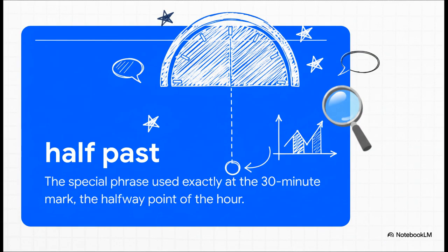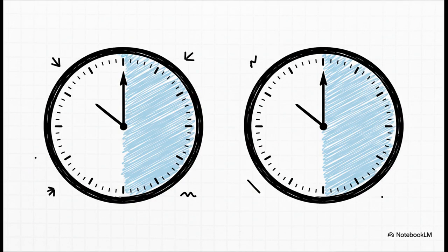Okay, so when we get right down to the bottom of the clock, we hit a special landmark, the 30-minute mark. Now, you could say 30 past, but honestly, almost nobody does. Instead, we use a much more common, much more natural phrase, half past. So 3:30, that becomes half past 3, and 7:30 is half past 7. It makes perfect sense, right? We're exactly halfway through the hour. This is a really important one to lock in.